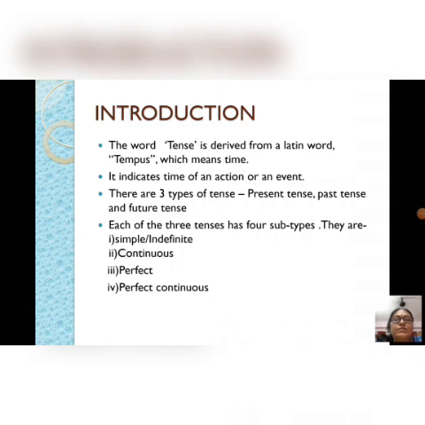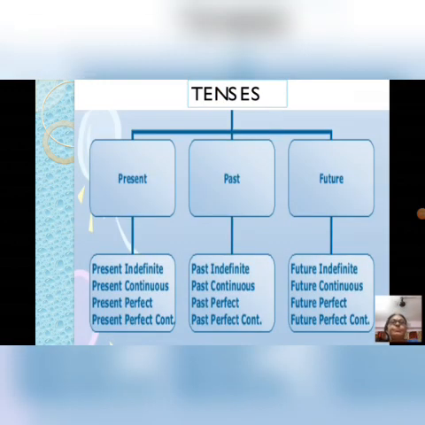Now each of these three tenses has four subtypes. They are simple or indefinite, continuous, perfect, and perfect continuous. Now see here the division of tenses. First, tense is divided into three types: present, past, and future. Again, all these three types are divided into four subtypes.